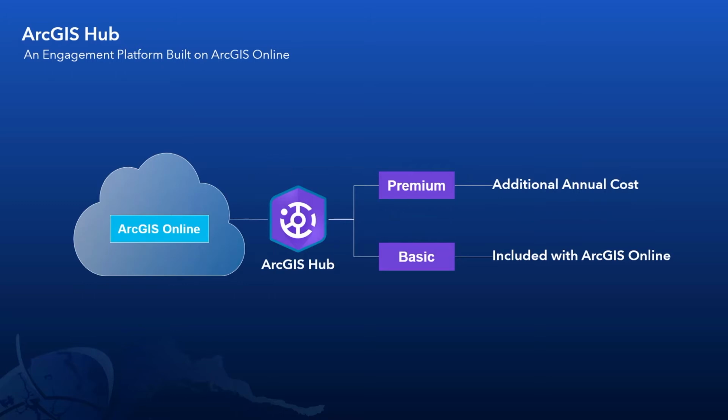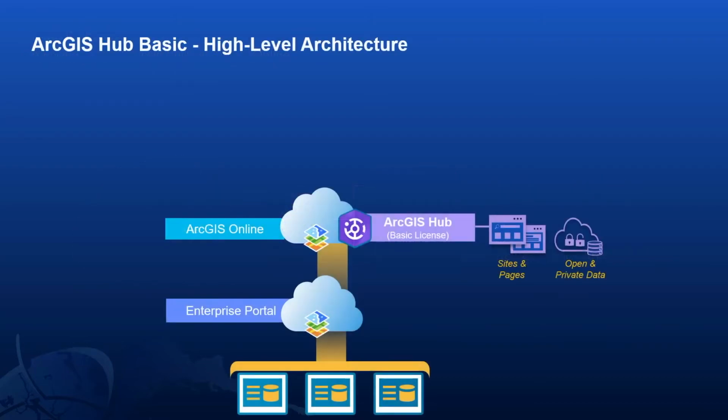Hub comes with every license and every subscription of ArcGIS Online. So every subscription of ArcGIS Online has a Hub Basic license as a part of it. There's also Hub Premium. That's an additional annual cost that comes along with it, and we'll talk about what that means in a few slides.